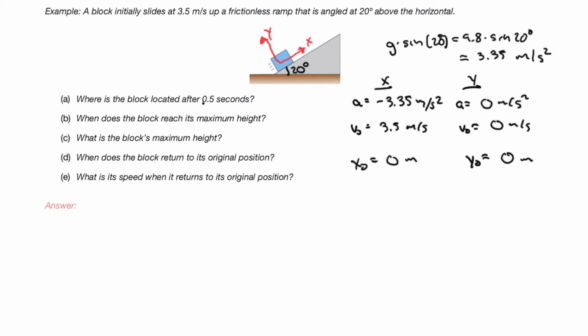Ultimately what this means is there is only motion in the x direction and no motion in the y direction, and that will simplify our problem solving. So now let's start to look at part A. In part A, we want to know where the block is located after 0.5 seconds. And this is the question, what is x when t equals 0.5 seconds?